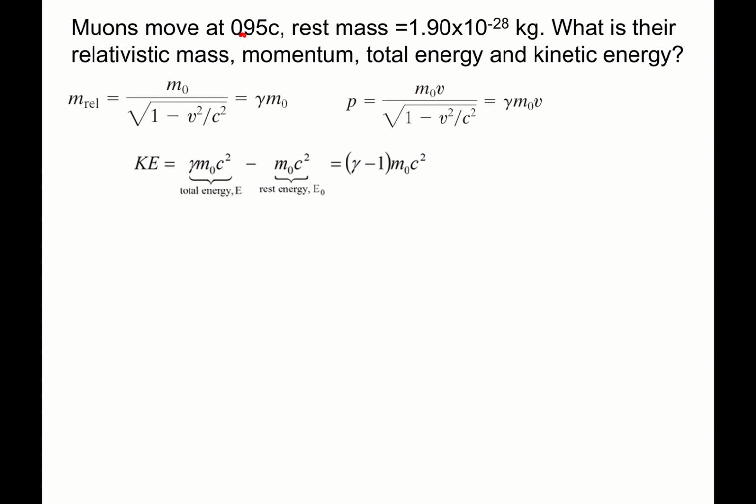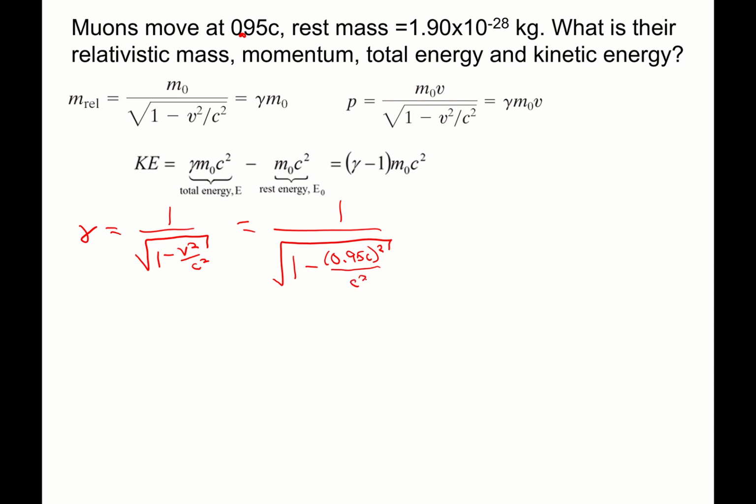So let's put in first our calculation of what gamma is. Gamma is 1 over the square root of 1 minus v squared over c squared. So that's 1 over the square root of 1 minus 0.95 c, which is my v, squared, divided by c squared. And remember, when you do this, the c's cancel out, so you never have to put in that c is 3 times 10 to the 8. So 1 minus 0.95 squared, and I get my gamma is 3.203.